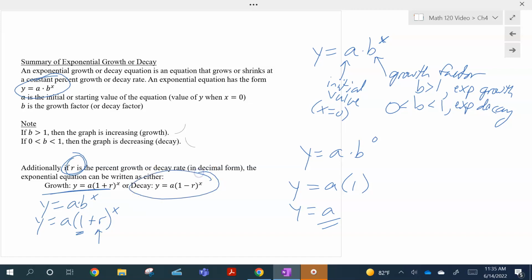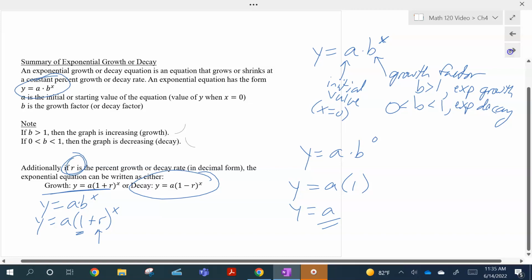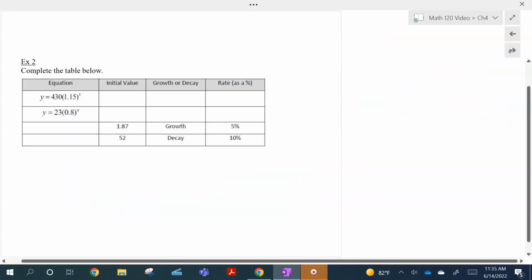Whereas for exponential decay, that b value will be 1 minus r, and you can figure out the r. We'll do some examples here. You'll kind of see that. All right. So here's your first one.